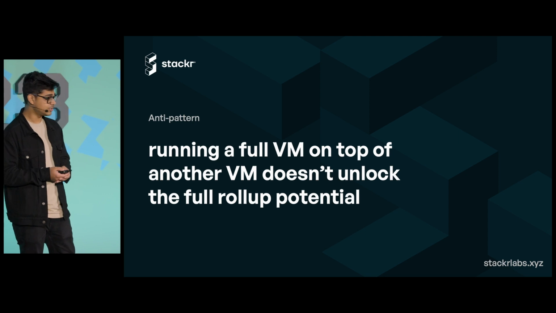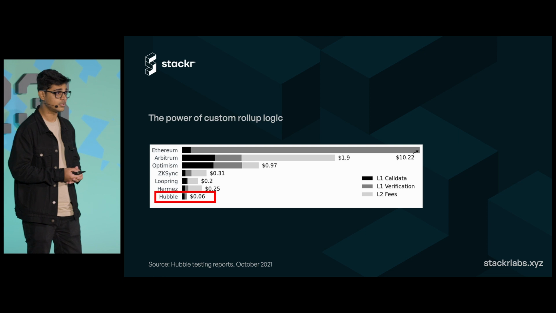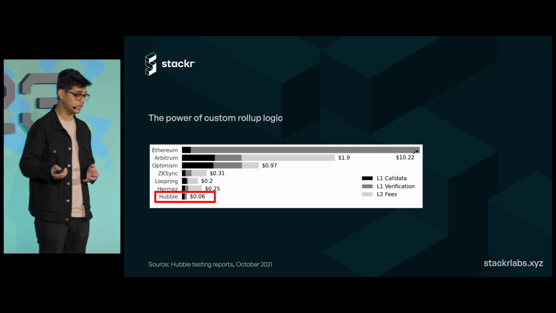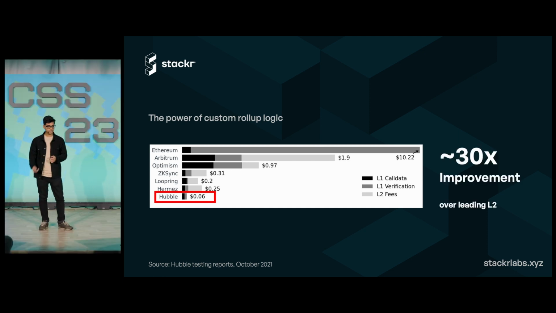So what's the solution? Let's talk about custom rollup logic, and let's talk about Hubble, which was an ERC20 transfer rollup that we built. It's also used by WorldCoin at their initial infrastructure. It boasts a 30x improvement over the leading L2, which was Arbitrum at that point. The data is quite old, but that's the comparison that still holds true.